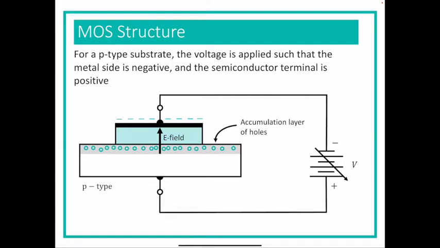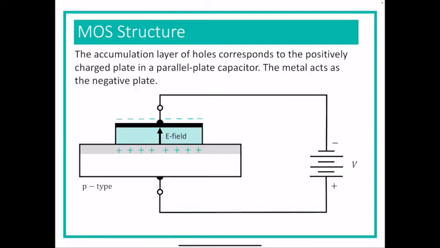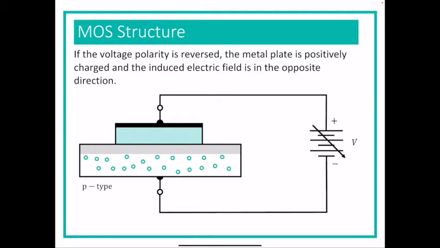All of that goes together, and what we end up with is an accumulation layer of holes that basically look like positive charges. Since they look like positive charges, and then there's negative charges at the other end, we have a separation of charges, as you can see, and we do have a capacitance.